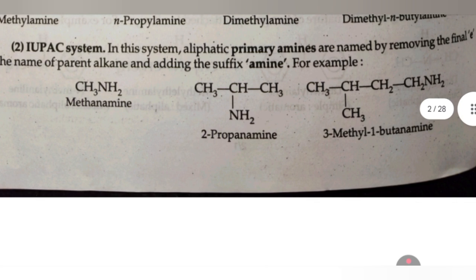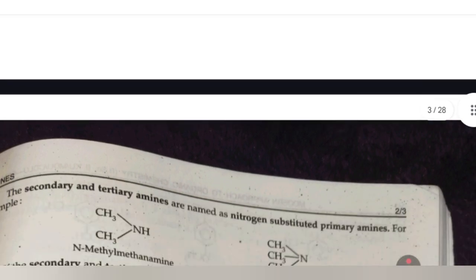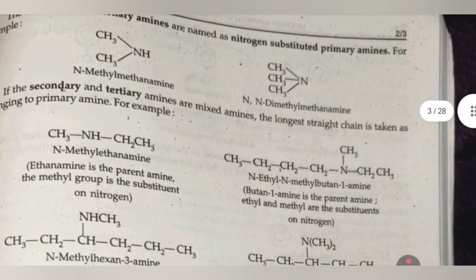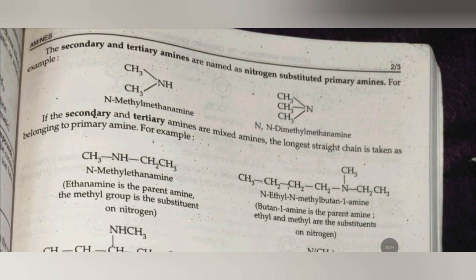Second, IUPAC system. In this system, aliphatic primary amines are named by removing the final e of the name of the parent alkane and adding the suffix amine. For example, methanamine, propanamine, 3-methyl-1-butanamine. The secondary and tertiary amines are named as nitrogen-substituted primary amines, for example, N-methyl methanamine and N,N-dimethyl methanamine.